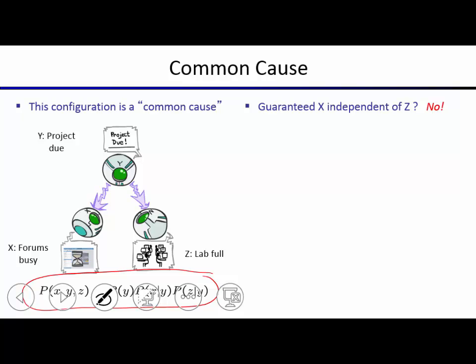Why? Because when a project is due, that will increase the forums being busy, might increase the labs being full, assuming labs is where people work on projects. And so if you know something about forums being busy, that tells you something about the labs being full or not, because forums being busy means that likely projects are due, which in turn means that likely labs are fuller than usual. And so there's no independence guaranteed between X and Z.